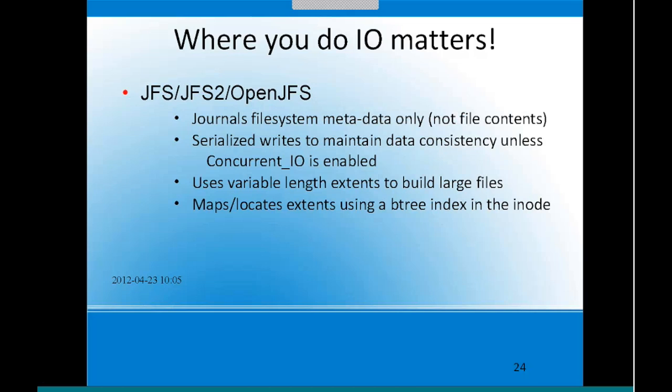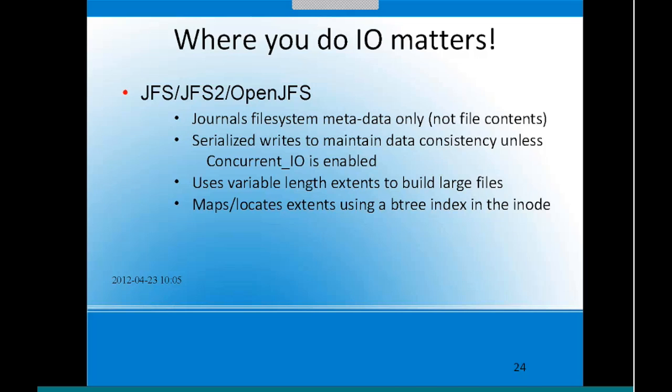It is a metadata-only journal, so it does not journal file contents, only the metadata. It does serialize writes in order to maintain data consistency, which is why you need Concurrent IO enabled so that the database can update the metadata in parallel. Otherwise that metadata update gets serialized, and that slows things down.